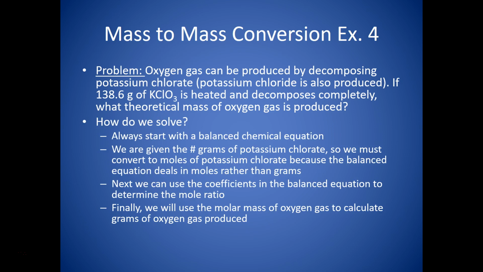All right, so how are we going to solve this? We're going to always start with a balanced chemical equation. We are given the number of grams of potassium chlorate, that's right there for us. So we must convert to moles of potassium chlorate, because our balanced chemical equation deals in moles instead of grams. Then we're going to use the coefficients in our balanced chemical equation to determine the mole ratio. And then our step 4 will be to use the molar mass of oxygen gas to calculate the grams of oxygen gas produced. So let's take a look at those steps in action.